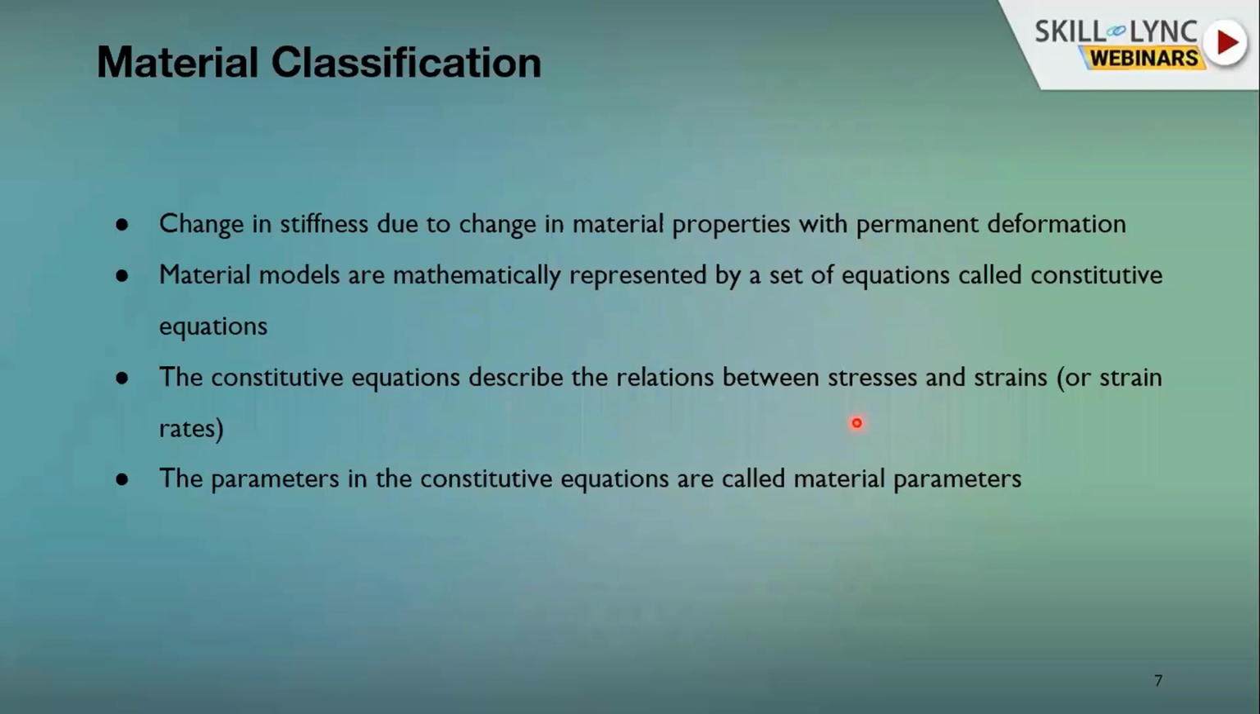Depending on the number of equations, the number of unknowns will be calculated. Why do we call these constitutive? Because these are the equations that keep describing the relationship between the stress and the strain at every point of time during the solving, because your stress and strain is not going to be linear here. It keeps changing, or perhaps the strain rates as well. The constants used in the constitutive equations are nothing but the material parameters.